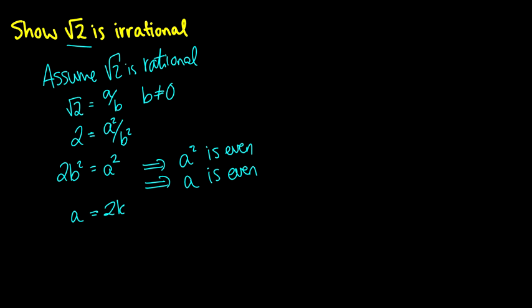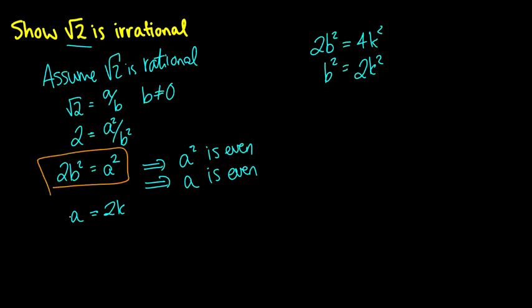Okay, so we'll rewrite a, so we'll still take our 2b squared, and we will rewrite it as 2k squared, which really is going to be the same thing as just 4k squared, so I will write it like that. And now, b squared is going to be equal to 2k squared. Oh look, this is the same situation we had over here, except now we have different variables. So what can we conclude from this? Well, that means that b squared is even, which means that b is even.